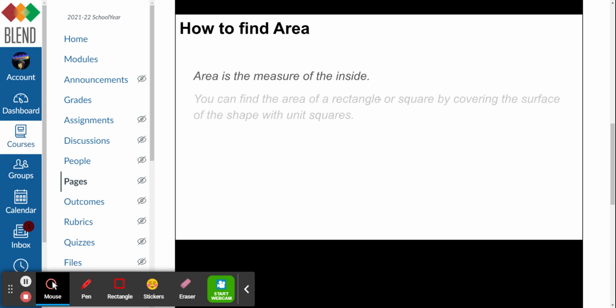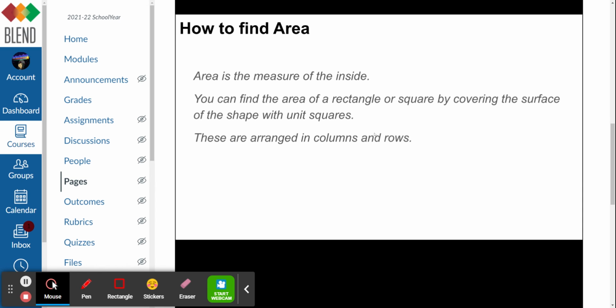So the area is the measure of the inside. I don't know why this Google Drive thing just showed up, but don't mind it. You can find the area of a rectangle or square by covering the surface of the shape with unit squares. Obviously, we don't always have that ability, because you don't have fancy little unit squares to plop down on a picture. These are arranged in columns and rows. Sometimes they're going to put the unit squares in, and all you have to do is count them and make the array. Sometimes they're not going to include unit squares, and you just have to find out what the side lengths are and multiply those.